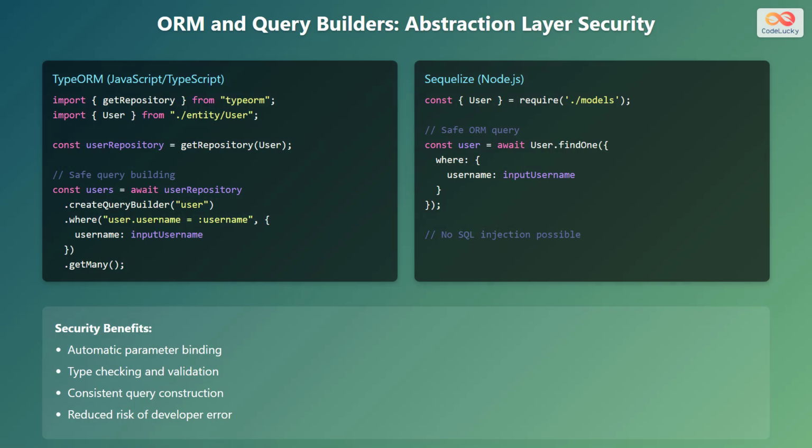Object-Relational Mappers, also known as ORMs, and Query Builders provide an abstraction layer that helps you to construct queries safely. Here are examples using TypeORM in JavaScript or TypeScript, and Sequelize in Node.js. With TypeORM, you use the Query Builder to construct a query, specifying the username as a parameter. Sequelize provides a similar abstraction, where you can specify the where clause with the username. The security benefits include automatic parameter binding, type checking, consistent query construction, and a reduced risk of developer error.